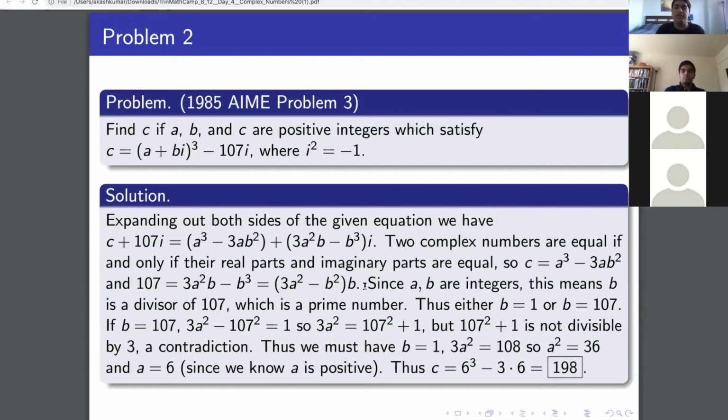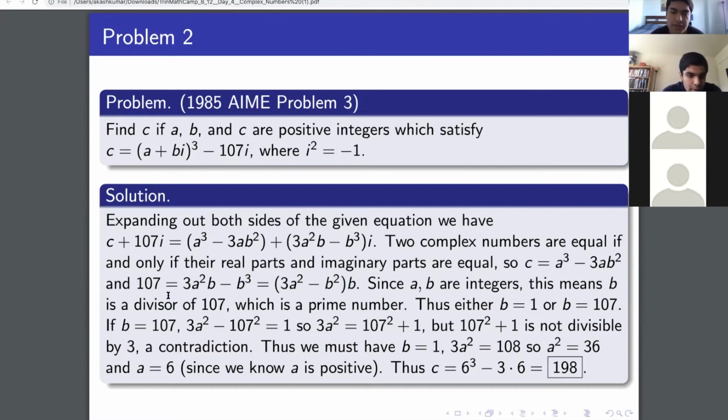And now we start to use the fact that a and b are integers. And also, we should note that 107 is prime. So we know that b divides 107. It's a factor of 107 because we have this b here and 107 there. So b is a factor of 107, which is prime. So that means that b is equal to either 1 or 107, right? Because the only factors of a prime are 1 and itself.